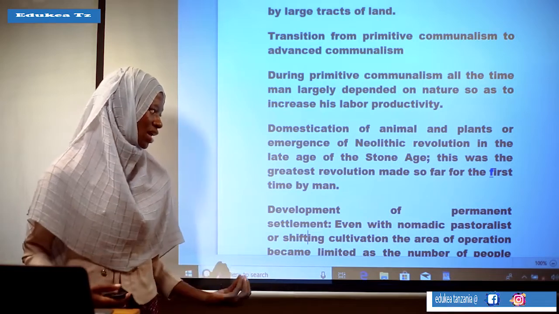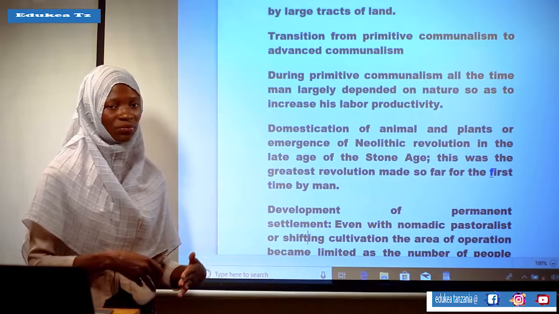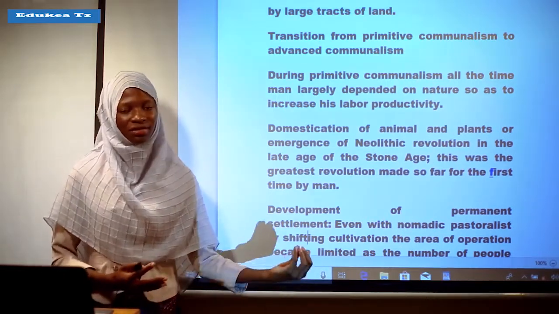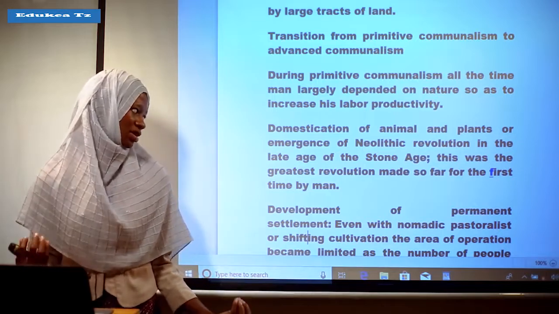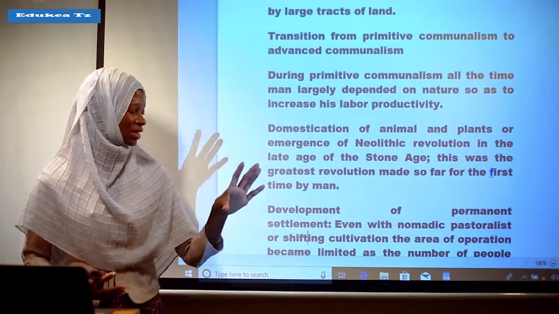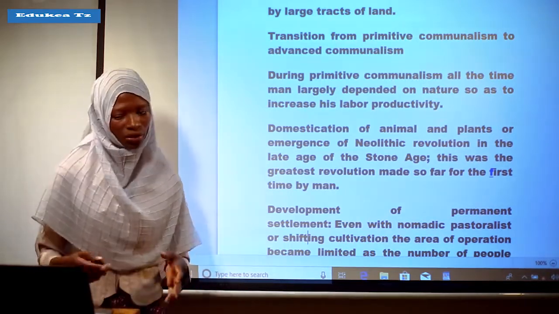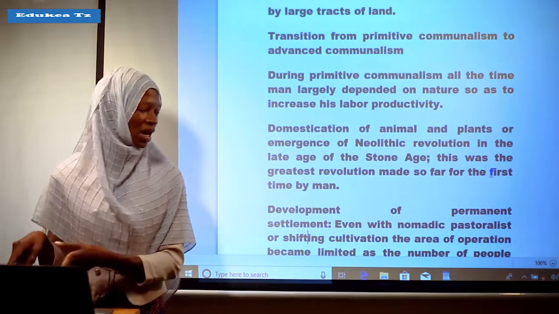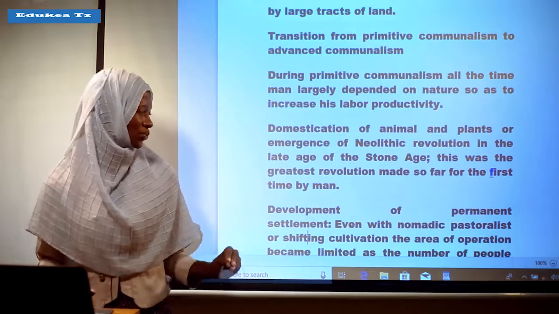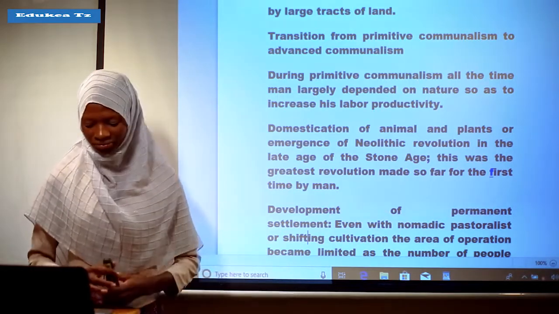At the end of the day, man found himself transitioning from primitive communalism. As you know, you can't compare stone with iron in production. Iron is sharp while stone is crude. So even in production, you can see the one who was using iron may achieve a lot more production compared to the one who uses stone or even a tree.